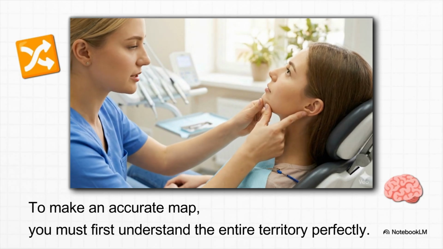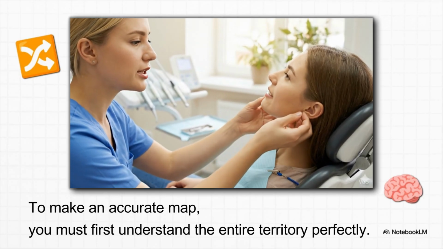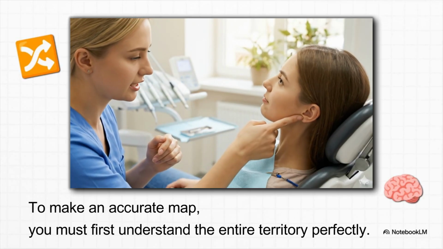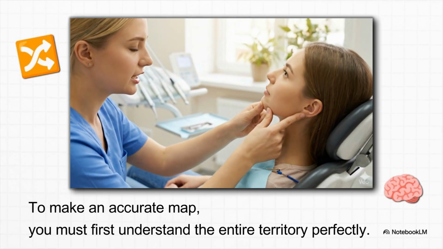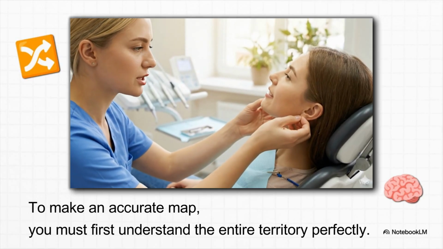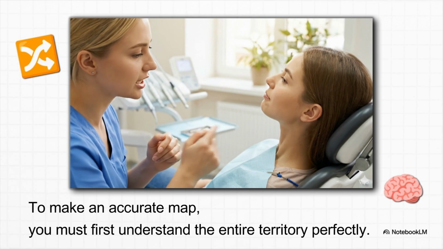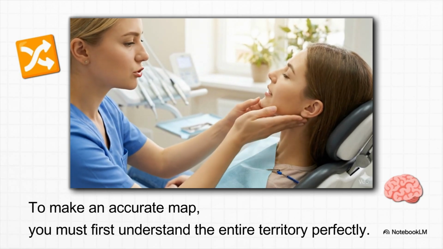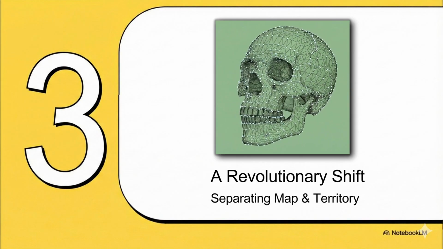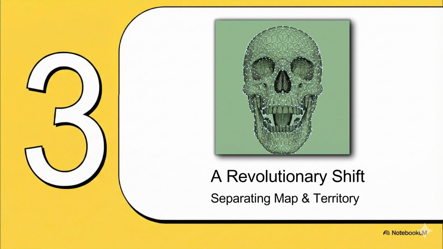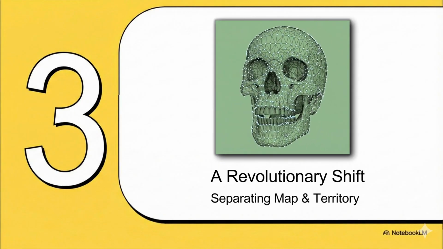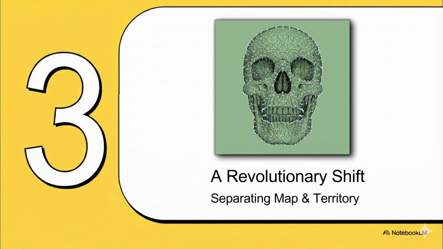You see, the core belief behind all of this was that to make an accurate map, you had to first perfectly replicate the entire territory. They thought ontology and epistemology, the territory and the map, were basically the same thing. You couldn't have one without the other. And that assumption is what made everything so unbelievably complicated. But then, something completely new came along. A real game changer. A total paradigm shift that was born from deciding to do something radical, to finally separate the map from the territory.